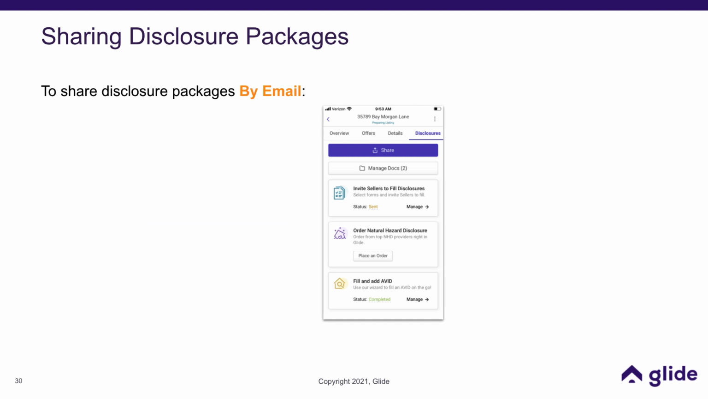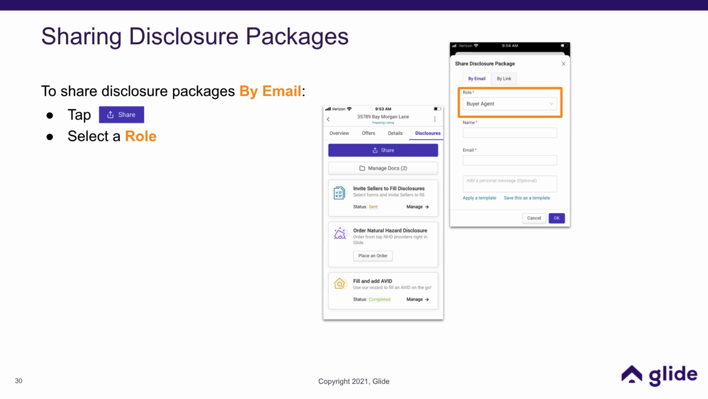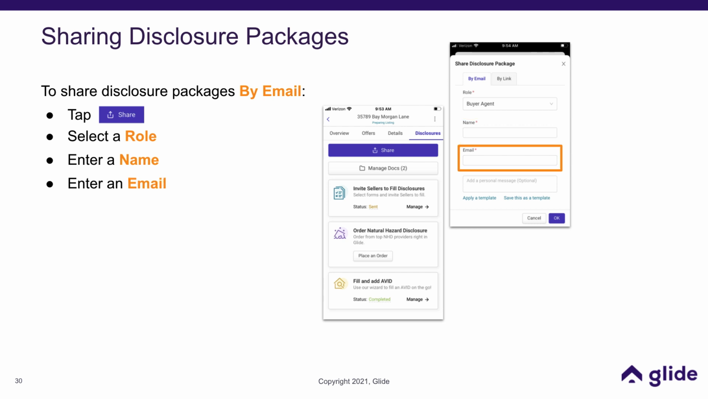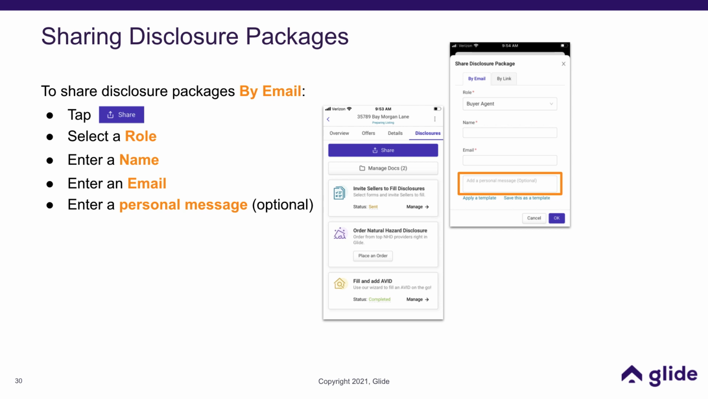There are two ways to share disclosure packages after they have been completed. To share disclosure packages by email, first tap Share. Then select a role, whether it's the buyer agent or the buyer. Then enter their name and their email address. Optionally, you can enter a personal message, then tap OK to send the email.